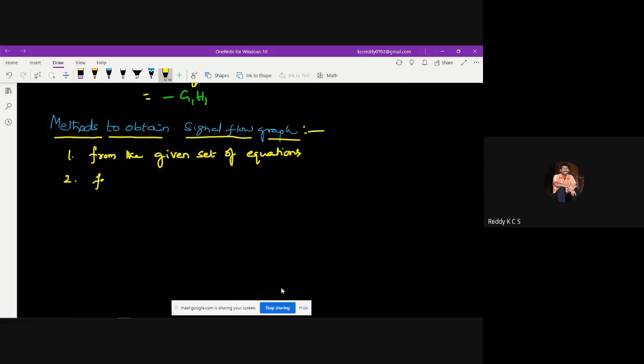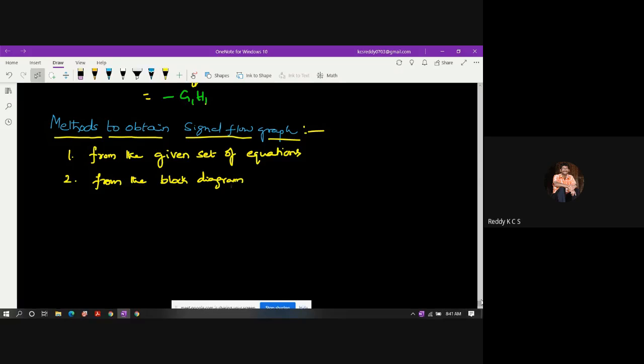And there is one more way, that is from the block diagram. If I have a block diagram, there is no need to use the reduction rules. I can directly start with the signal flow graph by converting this block diagram into a signal flow graph. So from the block diagram I can obtain the signal flow graph, and from the given set of equations also we can get the signal flow graph.